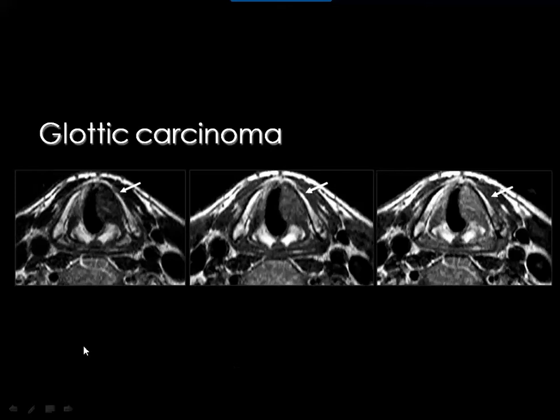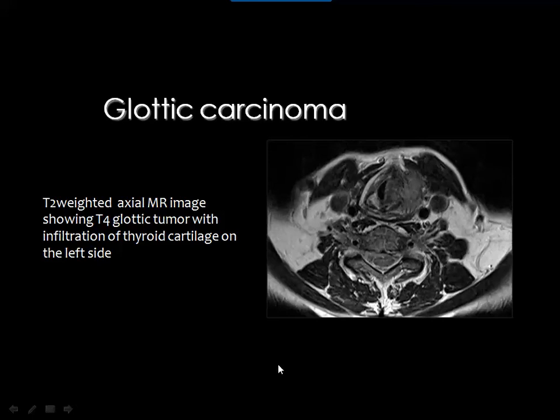Then you get more high resolution images, and here you can appreciate that there is involvement of the true vocal cord by a soft tissue mass, and this arrow points to that there may be some invasion outside the thyroid cartilage, but the signal intensity of the cartilage both in the T1 and T2 weighted image looks normal. And this is the glottic cancer with the extension outside the larynx by MRI.